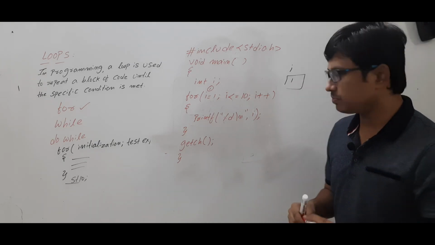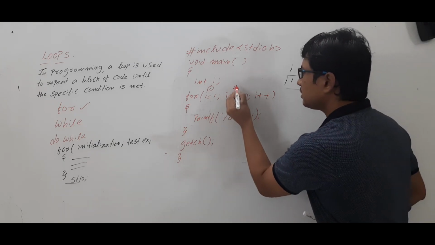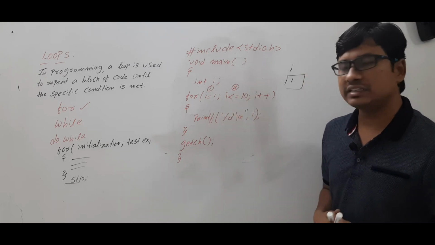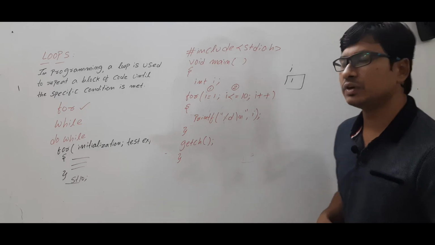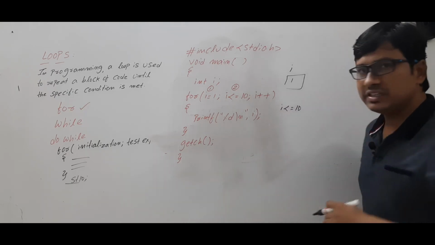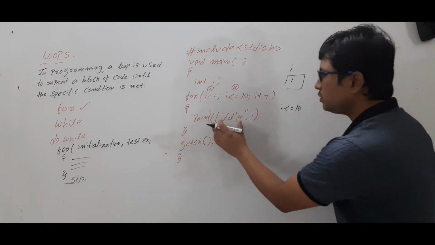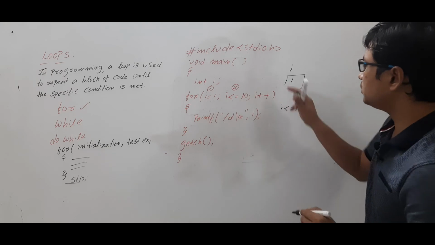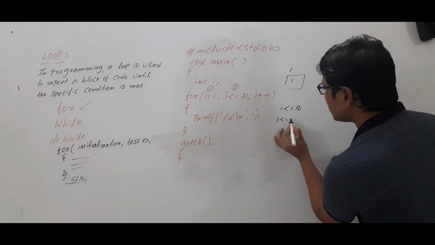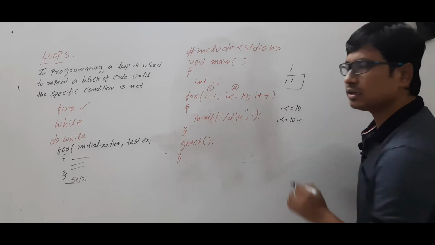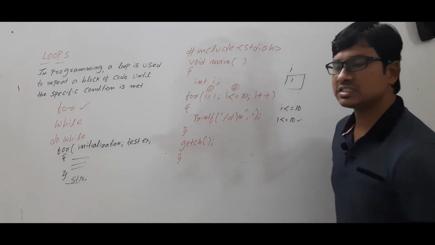Then the second step is that you will check whether the condition is satisfied or not. Now what is the condition? I less than or equal to 10. Now this is your expression. If this expression is satisfied, then only you will execute the statements which are there in the for loop. Now what is the I value? I value is 1. 1 is less than or equal to 10 or not? Yes, 1 is less than or equal to 10. So the condition is satisfied.